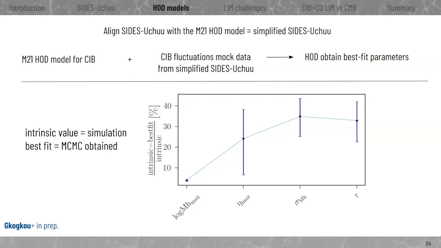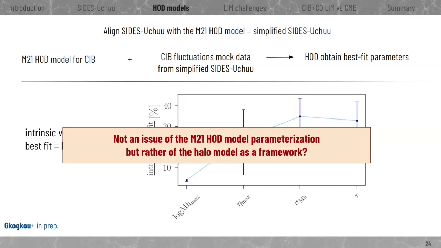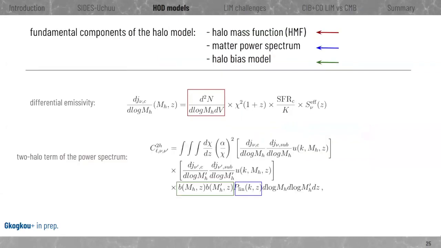So it's not the parameterization of the model. There's something more fundamental in the halo model framework. So what is left to figure out is to check these fundamental properties of the halo model, which is the halo mass function that comes into the differential emissivity equation, or the matter power spectrum and the halo bias model that go here in the two-halo term.